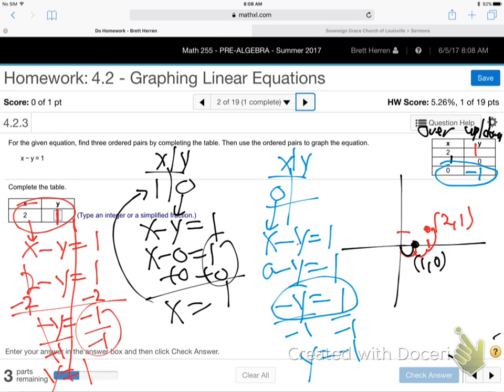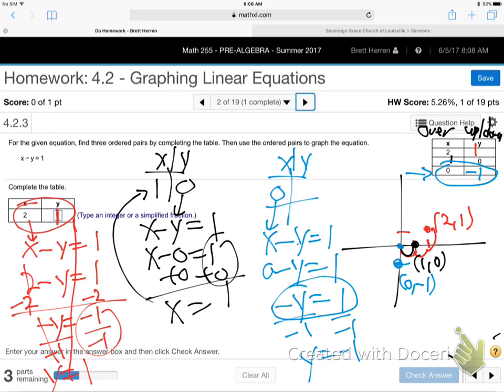The third one, the blue one, is what? Over 0, down 1. So starting in the middle, always starting in the middle. Over 0, okay, I went over 0, down 1. Right there. Over 0, down 1.